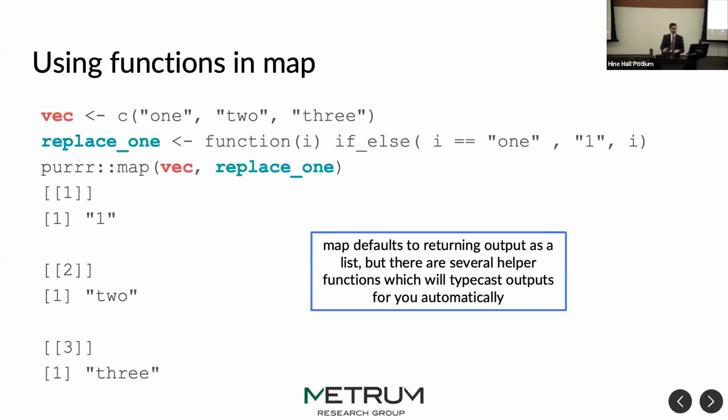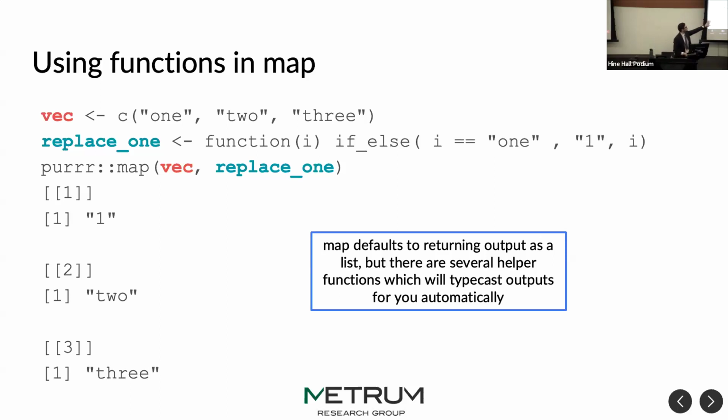So how do we translate what we did in the previous for loop to map? So we can have our vector created, vec. I'm going to write a function and use this conditional statement, if else. So if I equals one, O-N-E, then return the number one in quotes, else return the value of I. So that's the function. So then we can use map and map the function across the vector. So remember, what you're mapping across is on the left. The function that you're applying is on the right. And so our output here is 1, 2, 3.